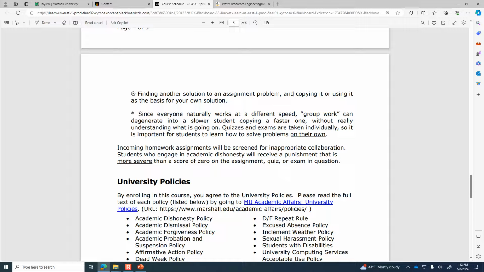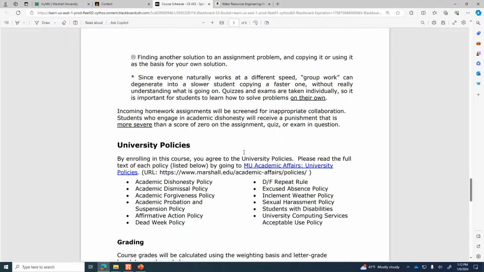And I'll just finish that part by mentioning that when you submit work, it's expected that it's your effort. It's not ChatGPT that wrote the paper. It's you that wrote the paper. If you're submitting a homework assignment, it's expected that what you've written is a reflection of the mental process that you went through in solving the assignment. So if you cross over the line into inappropriate collaboration, then both the person who provided the inappropriate collaboration and the person who received it are going to receive penalties that are more severe than a 0 on the assignment, quiz, or exam in question.